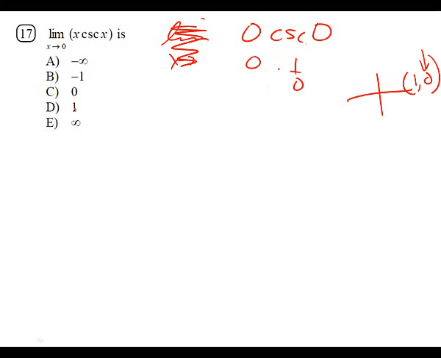So what does the answer say? You guys have the answer key, don't you? The zeros don't cancel. I'm going to guess that it's probably negative infinity. You guys put that on your calculator real quick. Get a picture of it. X cosecant x.